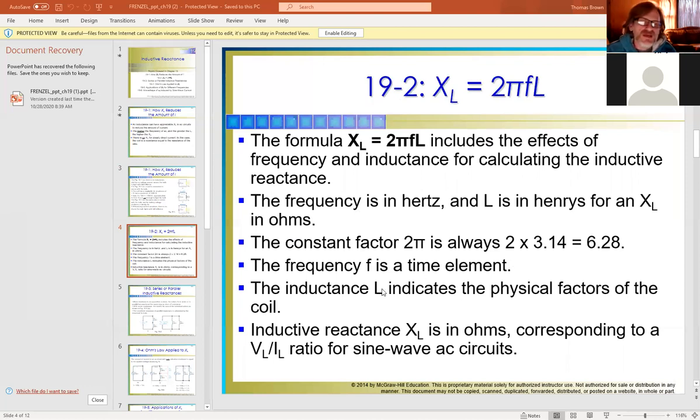So he goes through this, again, like an introductory thing, but the frequency is a time element. The inductance L indicates the physical factors of the coil, because coils are all about what they call windings. And what that means is how many times around, in a loop, do we have. The more coils that you have, the more of an electromagnetic effect that you're going to induce. So the greater the amount of wraps or turns you have in a coil, the greater the overall reactance will be of that particular coil or inductor, if you will.